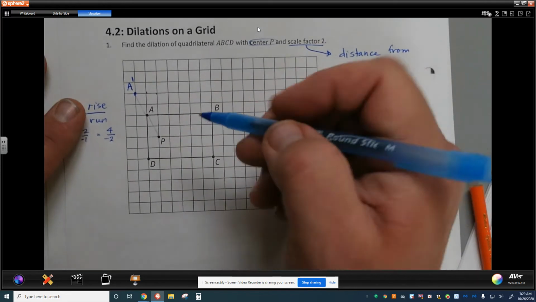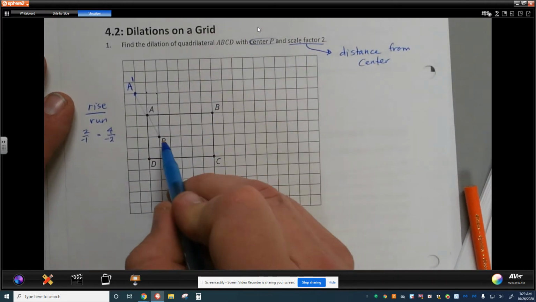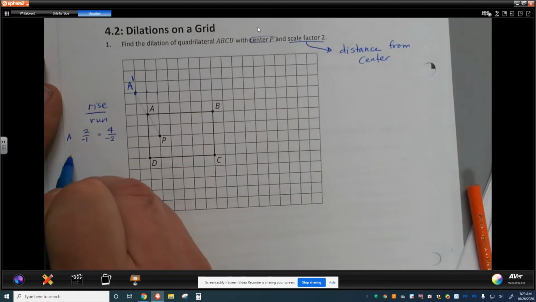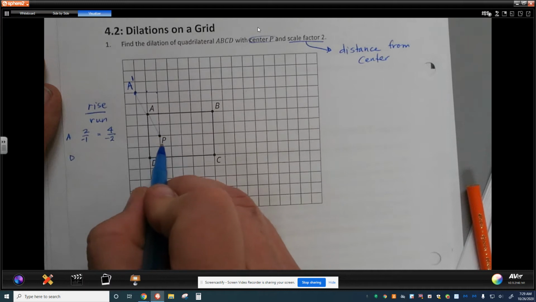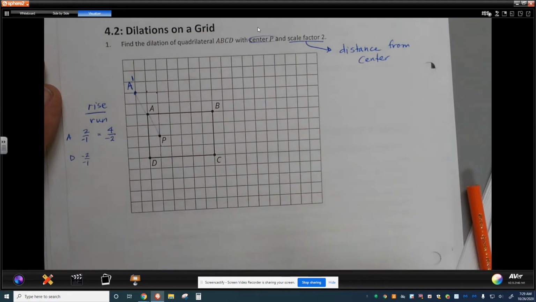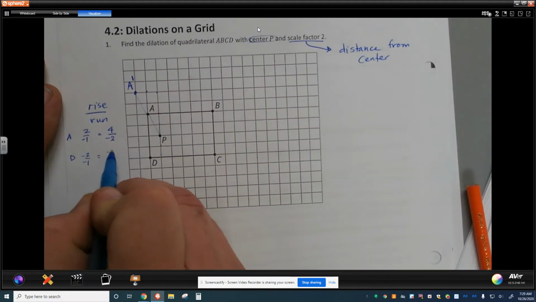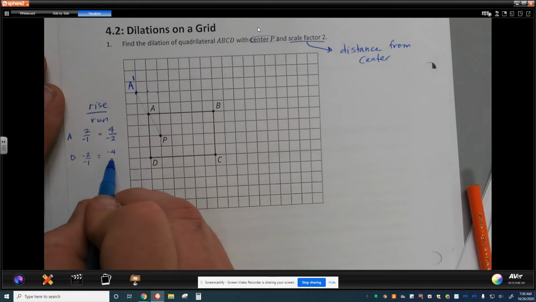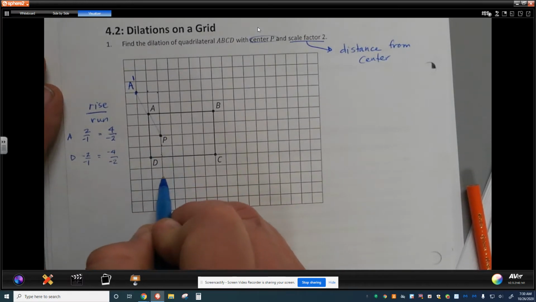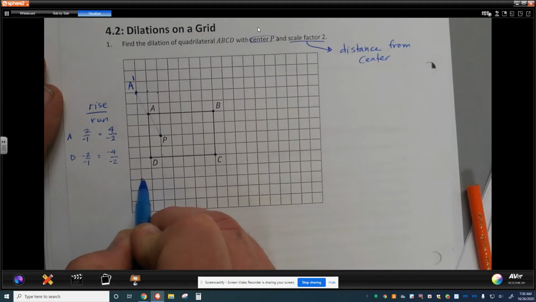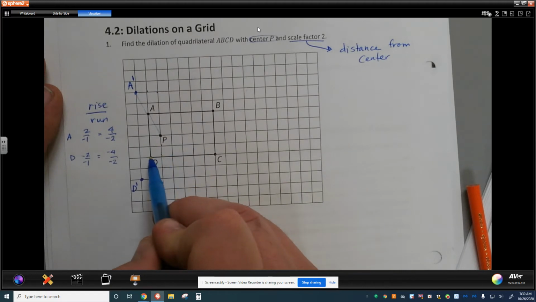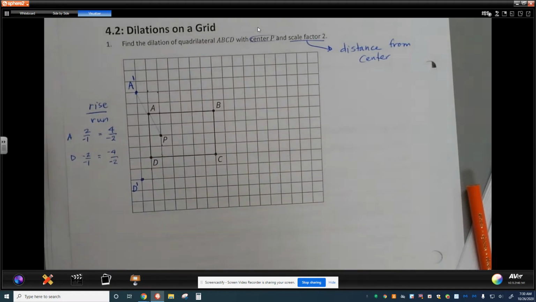We would do the exact same thing for P to D, and we would see a rise, this time down, negative 2. Here's D. We're going to go down 2 units, 1, 2, and left 1. So we would see negative 2 over negative 1. And we're going to double that distance because of the scale factor of 2, making that negative 4 over negative 2. So here we go: 1, 2, 3, 4 down, left 2. And we get D prime. Again, I could have just gone down 2, left 1, down 2, left 1 to repeat that pattern.